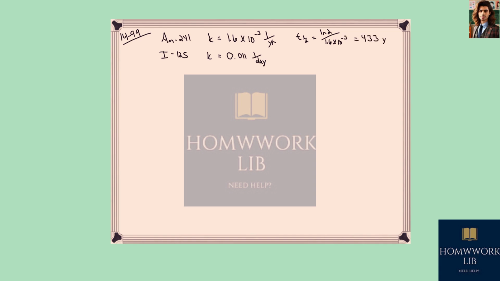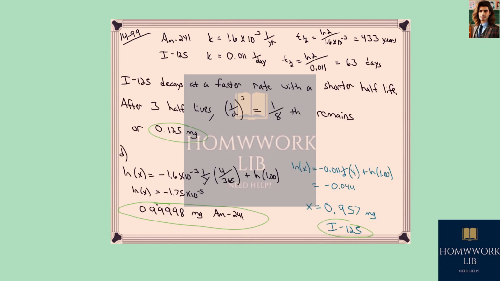For iodine-125, it's the same equation, so it'll be T1/2 equals natural log of 2 divided by its k value, 0.0111 over days. Because the k value is now in 1 over days, the units for the half-life will be days, and we get 63 days.